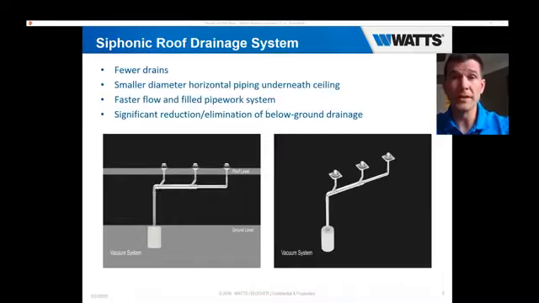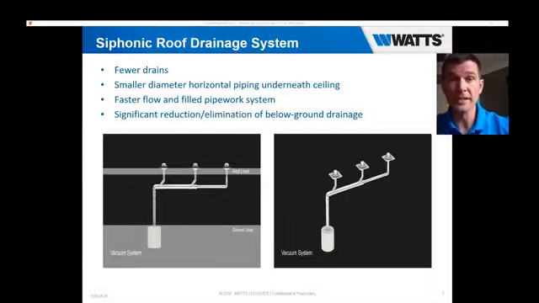So you see, in comparison from a gravity system to a siphonic system, there's fewer roof drains needed. In that case, you're using 100% of the pipe volume compared to a third in a gravity system. So you don't have to install as many roof drains on the system. The other difference is you're using the full volume of a pipe instead of a third, so you can use smaller pipe diameters for the horizontal piping underneath.